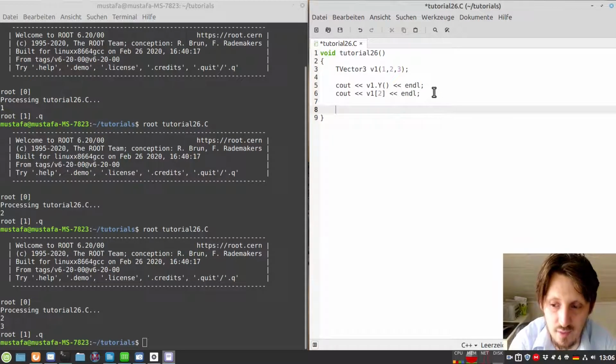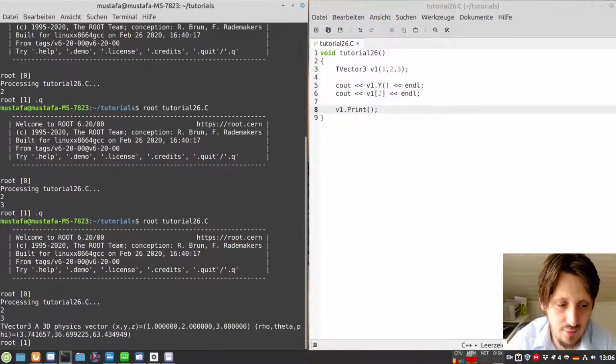Another way how to obtain the parameters of this vector is by using the built-in member function Print, and this we can try now. So if we write v1.Print() and we run it, you will see that first you get a tuple which shows the coordinates x, y, z as we have seen before, and then it will also give you other values about rho, theta, and phi. So rho is just the magnitude of the vector, so the radius. Theta is the polar angle, and phi is the azimuth angle. So what we have here are basically spherical coordinates.